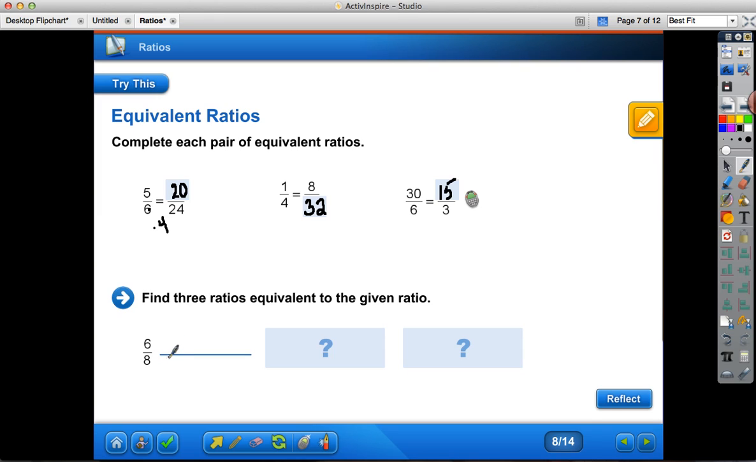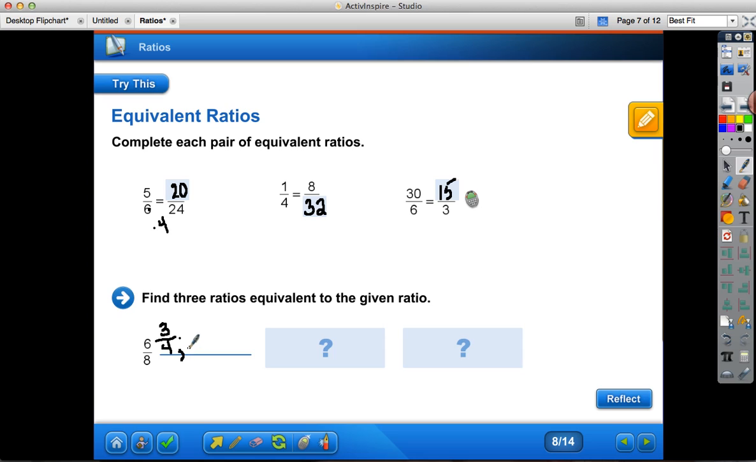Okay, so here you have 6 to 8. I know 6 and 8 are both even, so I can divide both 6 and 8 by 2. If I divide 6 by 2, I get 3. If I divide 8 by 2, I get 4. I can't divide them by anything else, so I put a semicolon to separate, so I know my next one is a new ratio.